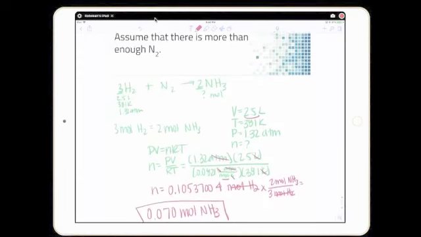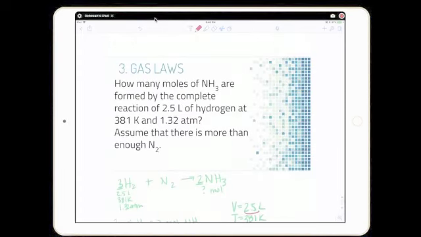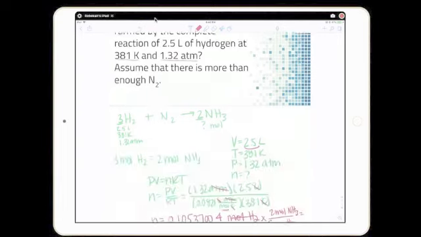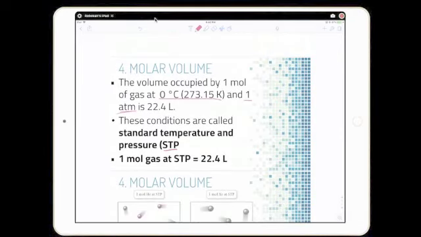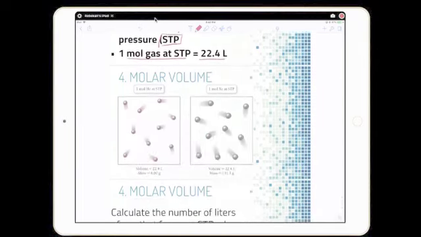This problem is not at STP, right? We're at 381 Kelvin and 1.32 atm. That's not at STP, so I have to use the ideal gas law. If I'm at STP, though, I can use the molar volume: 22.4 liters is equal to 1 mole of a gas. So it's really helpful for me.